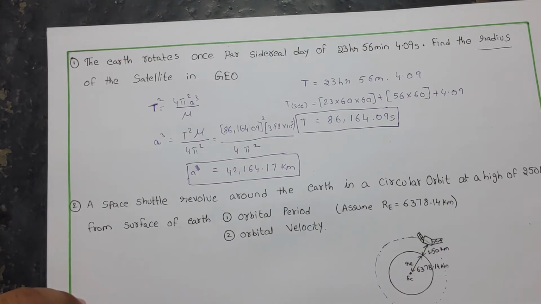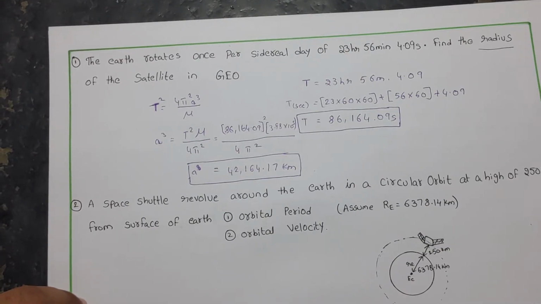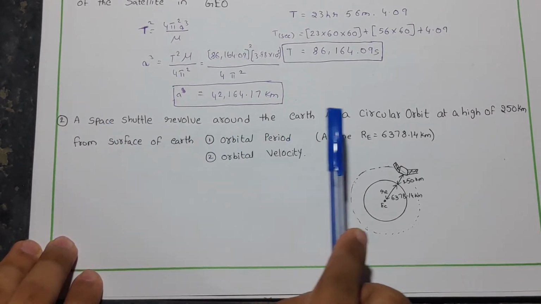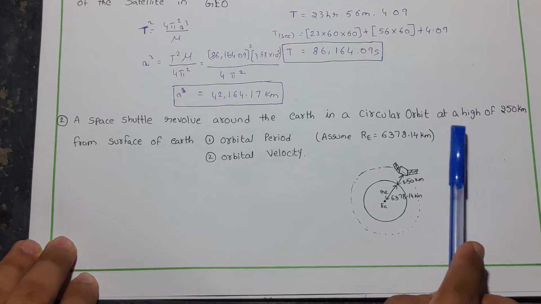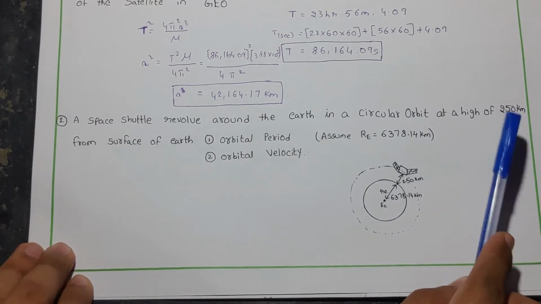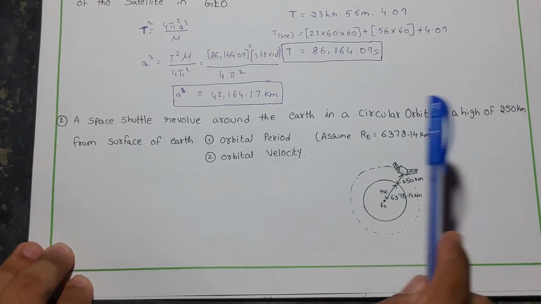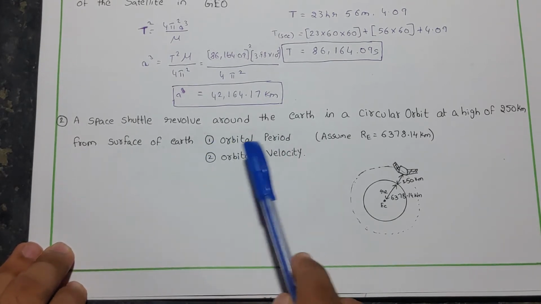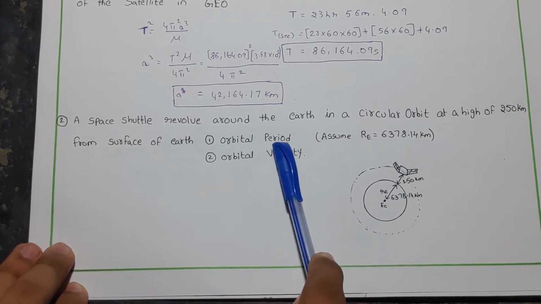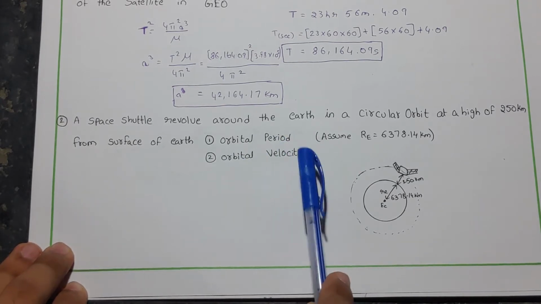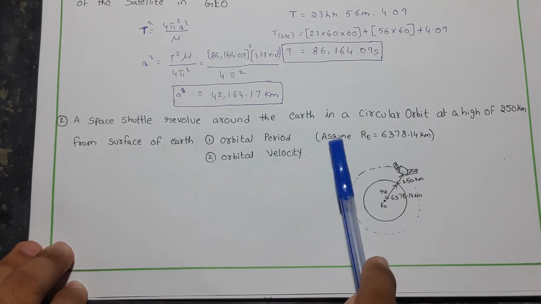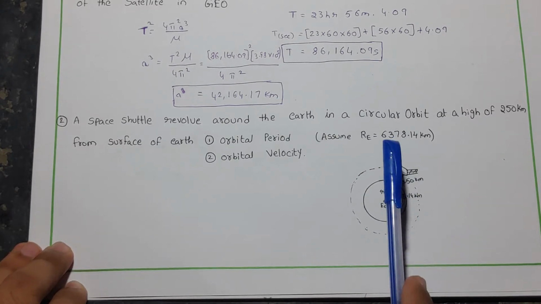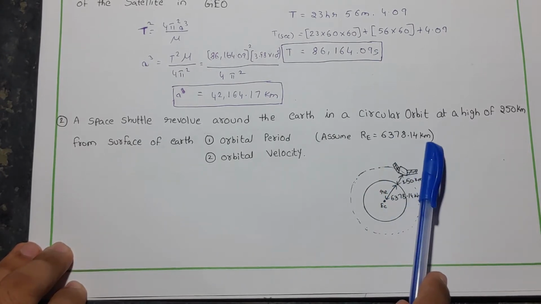Now let us see the next problem. A space shuttle revolves around the earth in a circular orbit at a height of 250 kilometers from the surface, that is a LEO satellite. We need to find the orbital period of the satellite and the orbital velocity. Assume the radius of the earth is equal to 6,378.14 kilometers.